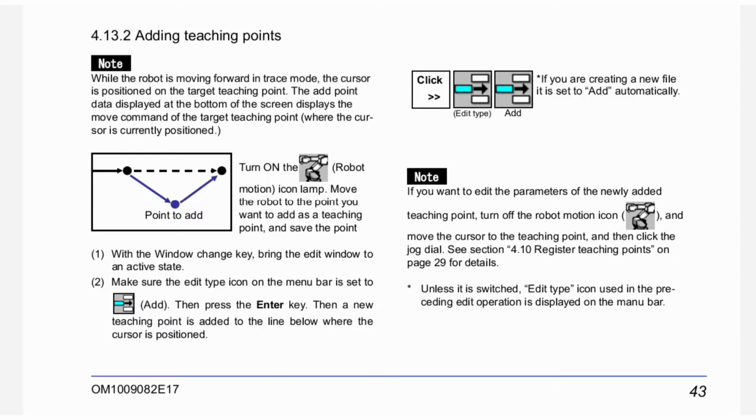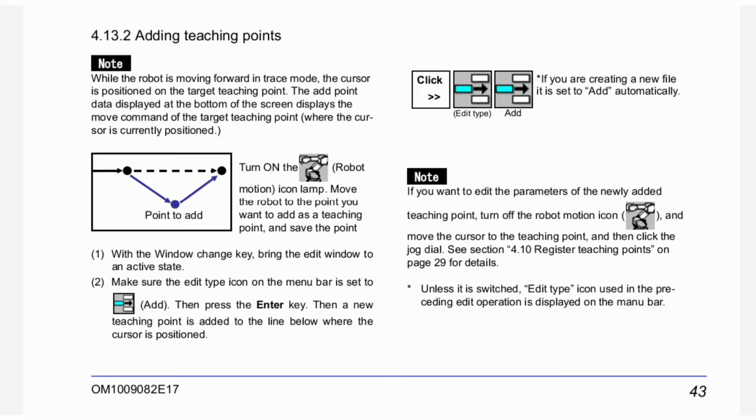Turn on the robot motion icon lamp. Move the robot to the point you want to add as a teaching point and save the point. First, with the window change key, bring the edit window to an active state. Second, make sure the edit type icon on the menu bar is set to add. Then press the enter key. Then a new teaching point is added to the line below where the cursor is positioned. Click edit type add. If you are creating a new file, it is set to add automatically.